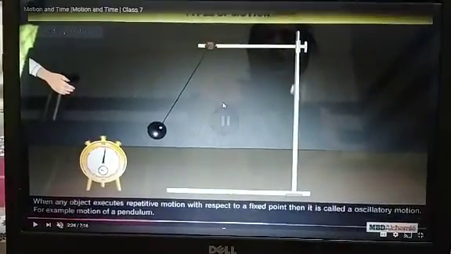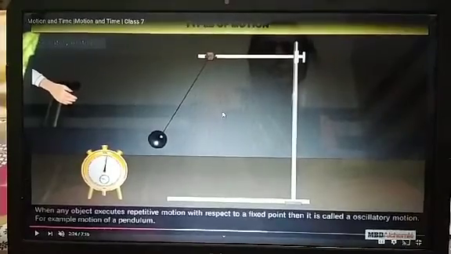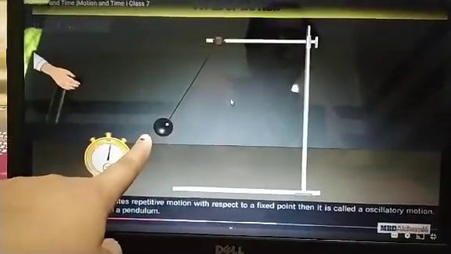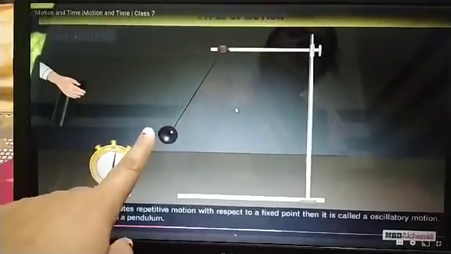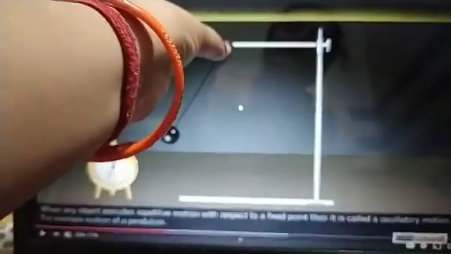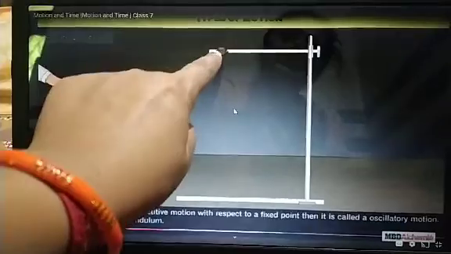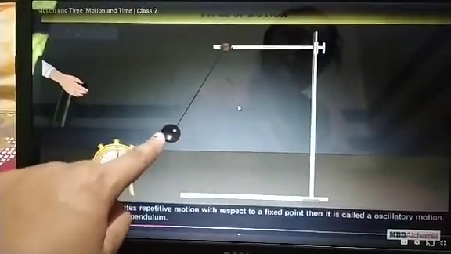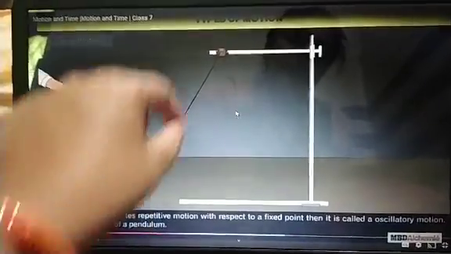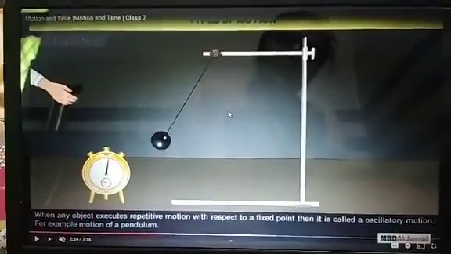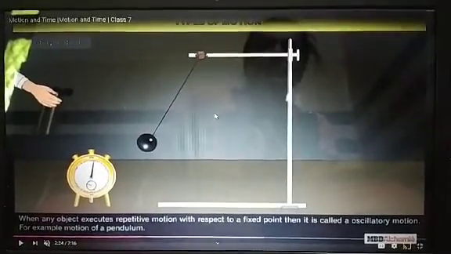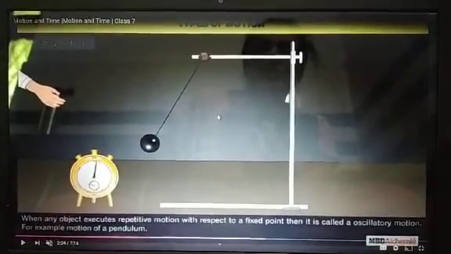Now, oscillatory motion. Oscillatory motion, and this is a pendulum. What do you mean by a pendulum? A pendulum has a fixed point, and a thread. This is a metallic bob, and it is free to move. Now this is known as the pendulum.